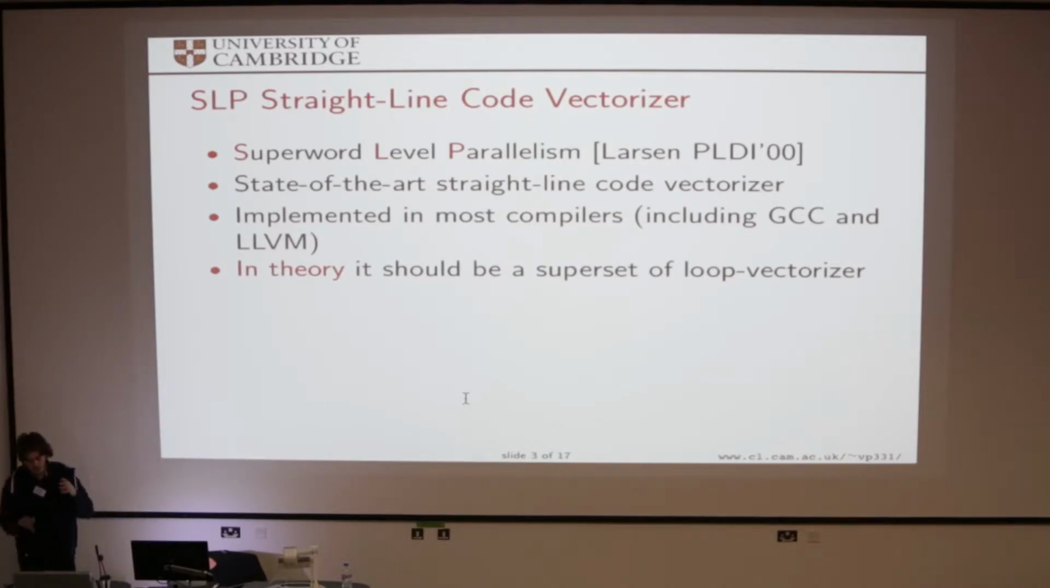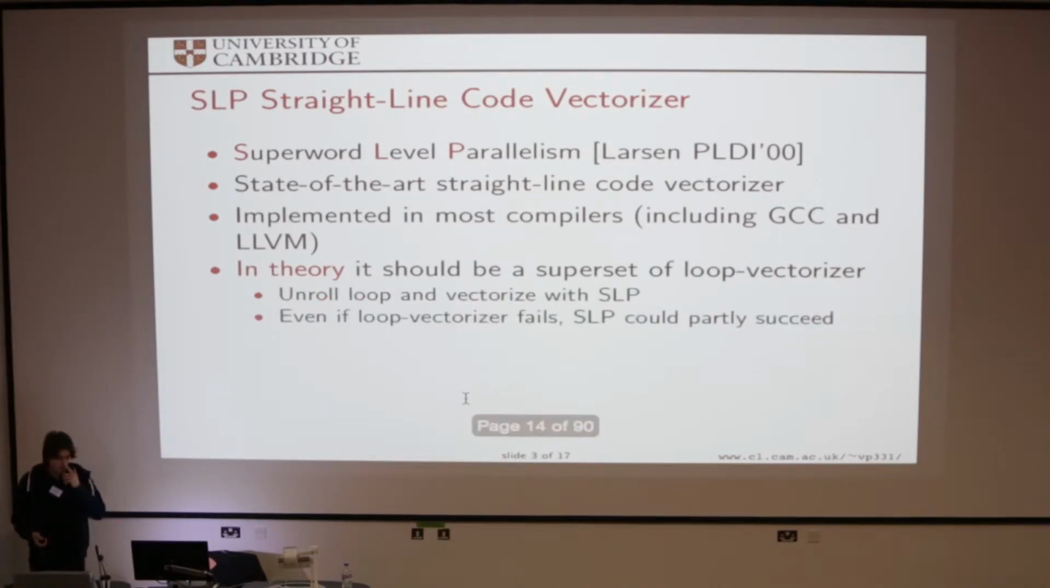In theory, you could take a loop that's being vectorized by the loop vectorizer and unroll it a couple of times, give it to SLP, and let it do the work. And in theory, they should produce the same results. Also, even if the loop vectorizer fails, let's say you have complicated control flow that the loop vectorizer cannot deal with, the SLP vectorizer can still vectorize some of the basic blocks within the loop. So you could get some potential benefits out of that.